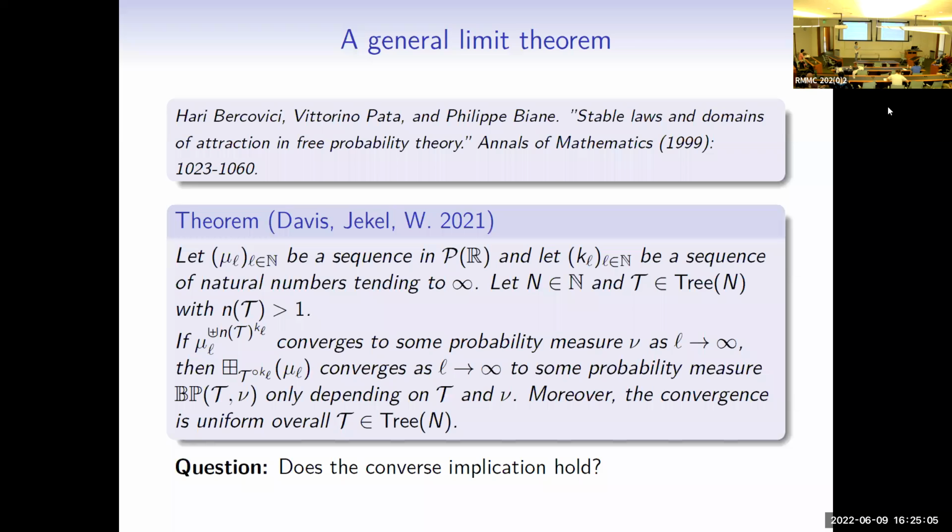However, here we don't have a bijection. We just have one direction: if you know the limit for the Boolean case, then we can have the limit for the tree convolution case. The question is, does the inverse work or not? We actually don't know for this case.